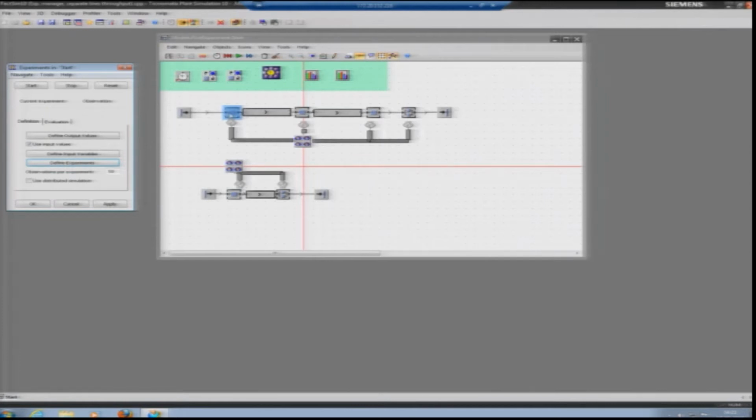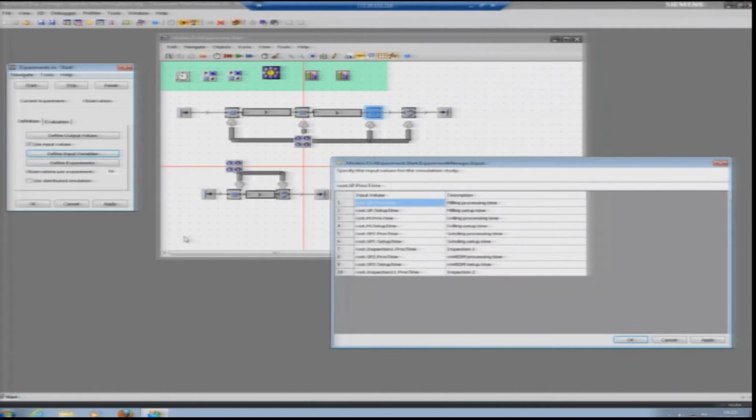In this case, for example, normal distribution was given, and in case of inspection, the time given was a triangular distribution. So, these input variables were first defined, that is milling processing time, milling setup time, drilling processing time and setup time, grinding processing and setup time, and inspection 1. This is my line 1. Then we have line 2, in which micro EDM processing time, micro wire EDM setup time and inspection 2. This is my line 2.